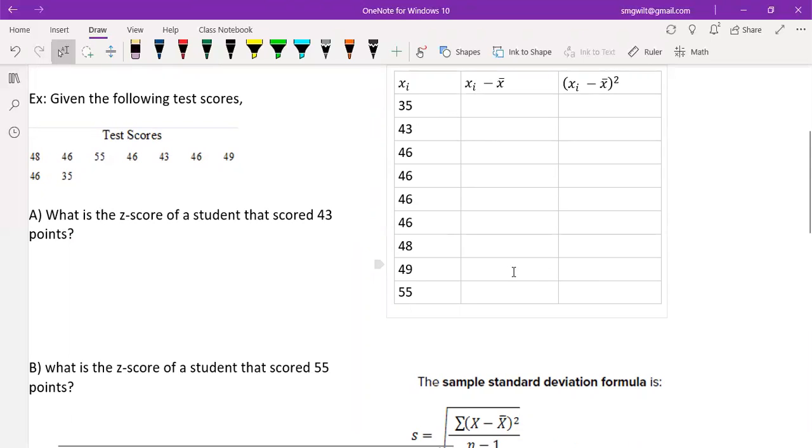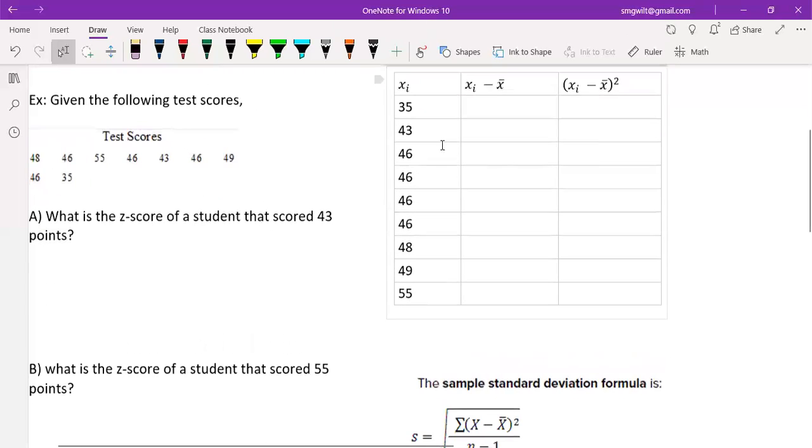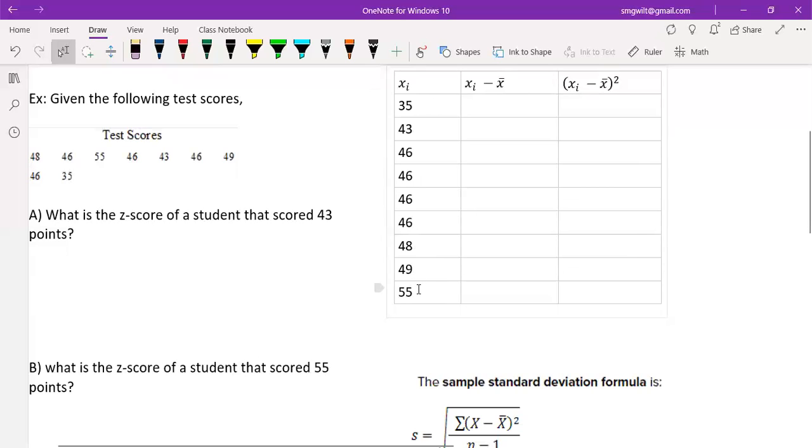If we're given the following test scores, they want us to find the z-score of a student that scored 43 points and the z-score of a student who scored 55 points. In my table to find standard deviation, the first column is listing the data values. You'll notice that I listed them in order. The reason that I like to do that is because when I have repeated values, I can just copy down my answer. It also gives me an idea as to when things should turn from positive to negative when I'm doing the difference, even though when I square the difference, it's always going to be positive.